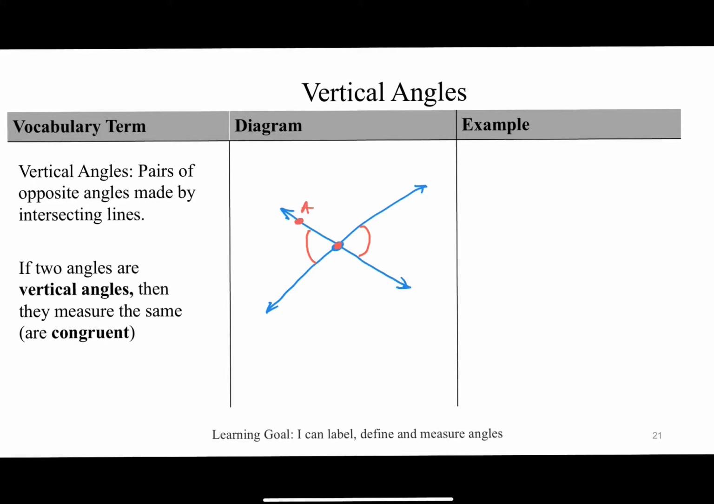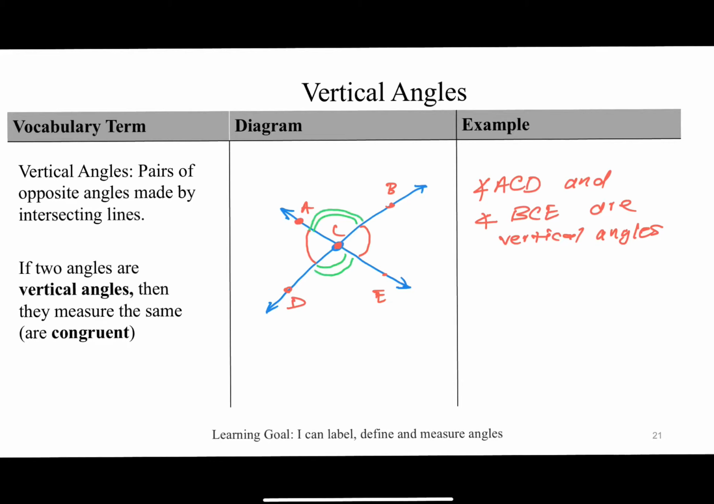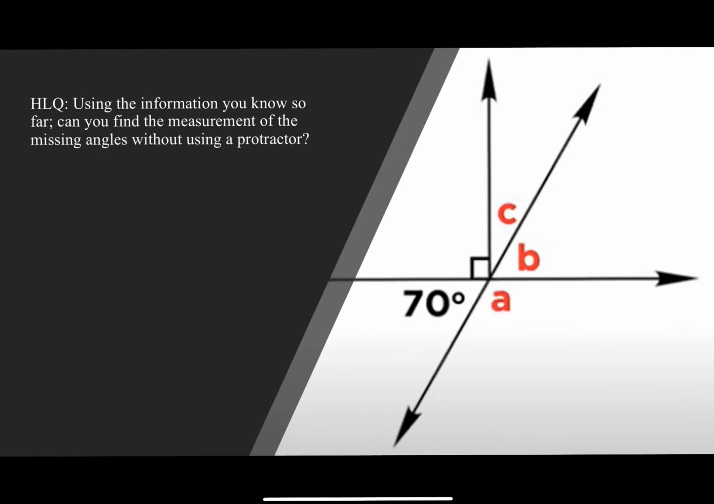So if I have, for example, a few points on here, A, B, C, D, and E, then I can say that angles ACD and angle BCE are vertical angles. Likewise, if you pay close attention here, on the other side of these angles we formed, we actually have another pair of vertical angles. And so we can also say that angle ACB and angle DCE are vertical angles. So that covers the vocabulary for this section.